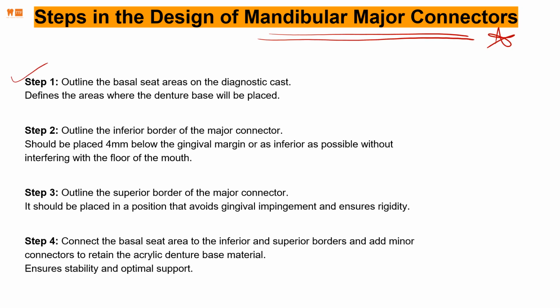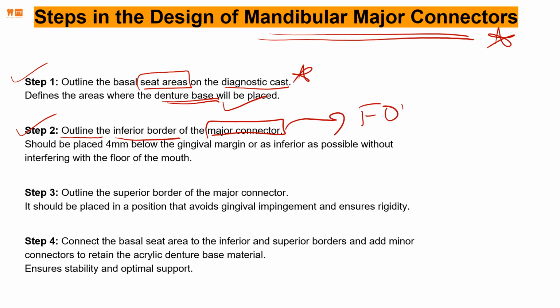Well, step one, outline the basal seat area, so where the denture base will seat on the actual diagnostic cast. Define the areas where the denture base will be. Step two, outline the inferior border of the major connector. That's very important because it tells us how far it is from the floor of the mouth. It should be placed 4 millimeters below the gingival margin or as inferior as possible without interfering with the floor of the mouth, right? So that's very important, that it needs to be placed lower.